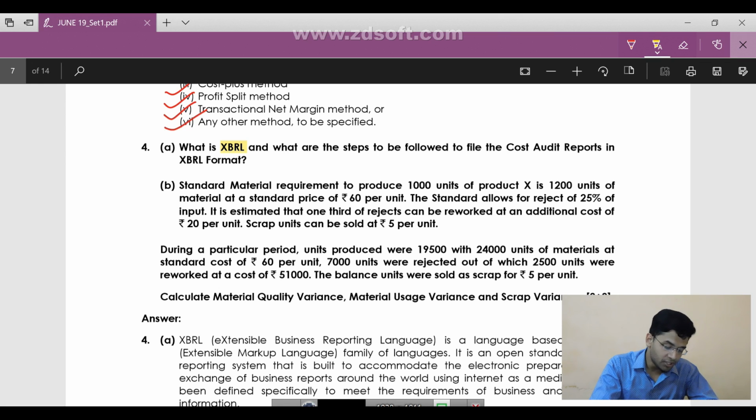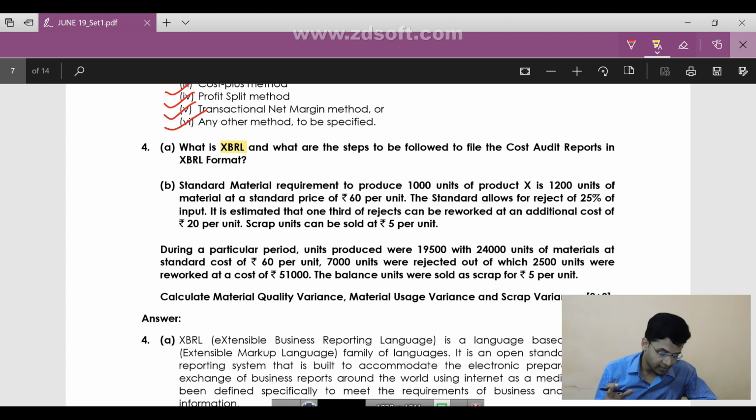During the particular period, units produced were 19,500 with 24,000 units of material at standard cost of rupees 60 per unit. So please note that the price does not change. Then 7,000 units were rejected, out of which 2,500 units were reworked at a cost of rupees 51,000. The balance units were sold as scrap for rupees 5 per unit.